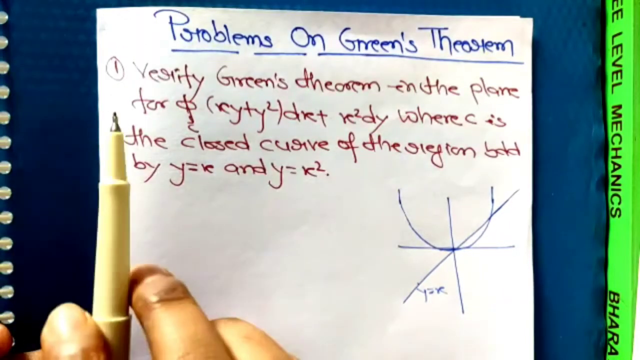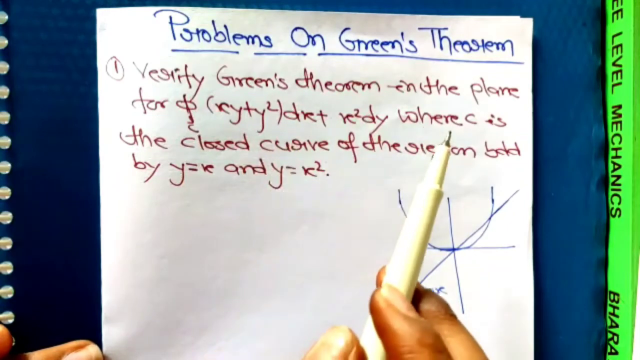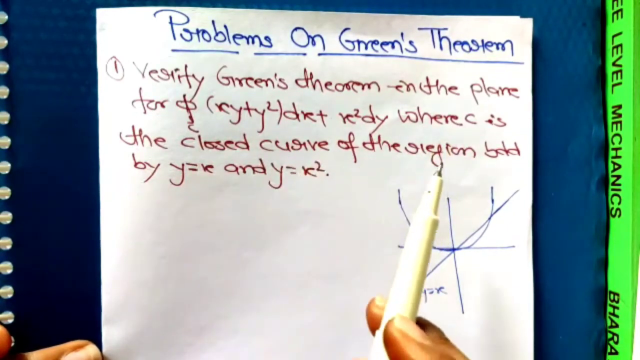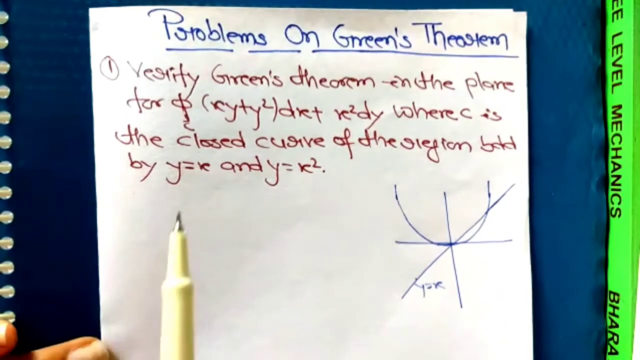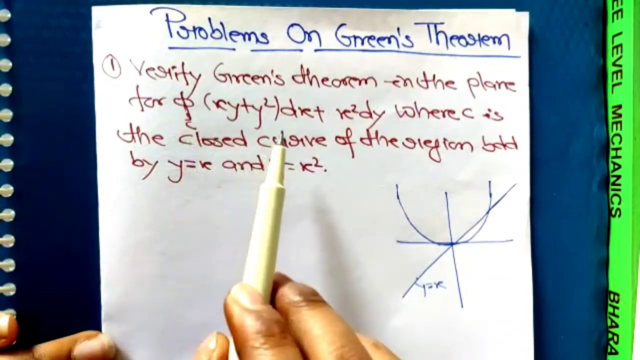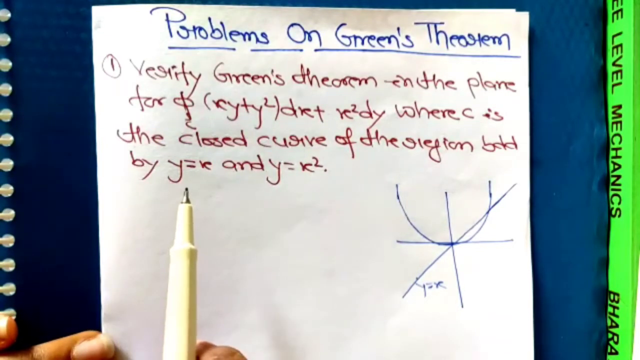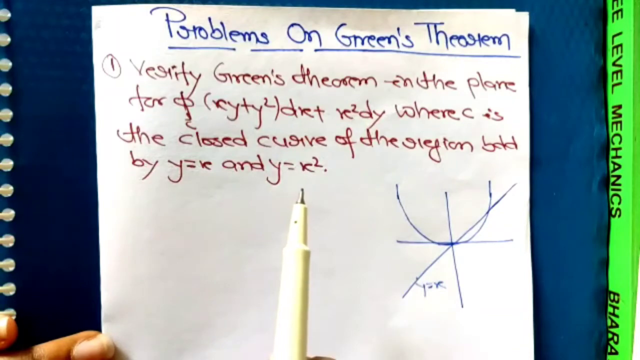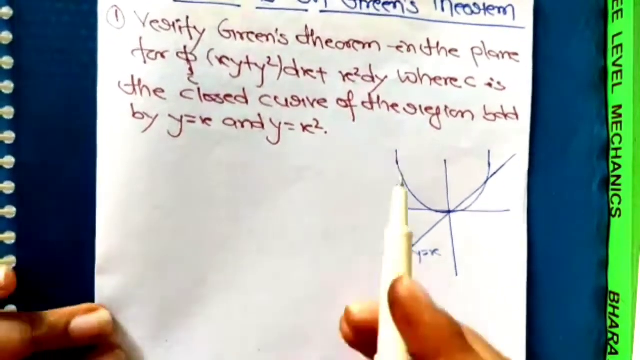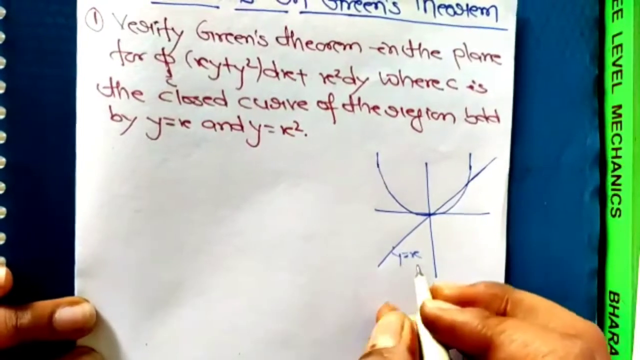So the first question is, verify Green's theorem in the plane for this line integral, where C is the closed curve of the region bounded by the line and the parabola. So we have to solve this line integral and verify Green's theorem. That region is bounded by this straight line and by the parabola along the y-axis, so I have drawn the figure here.